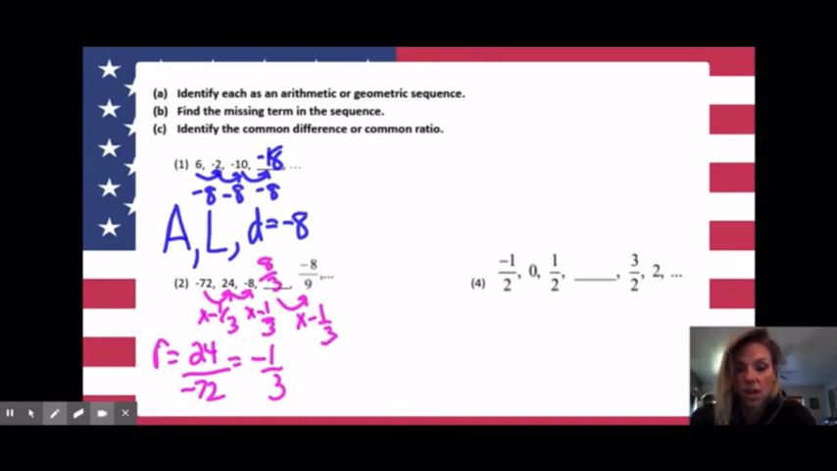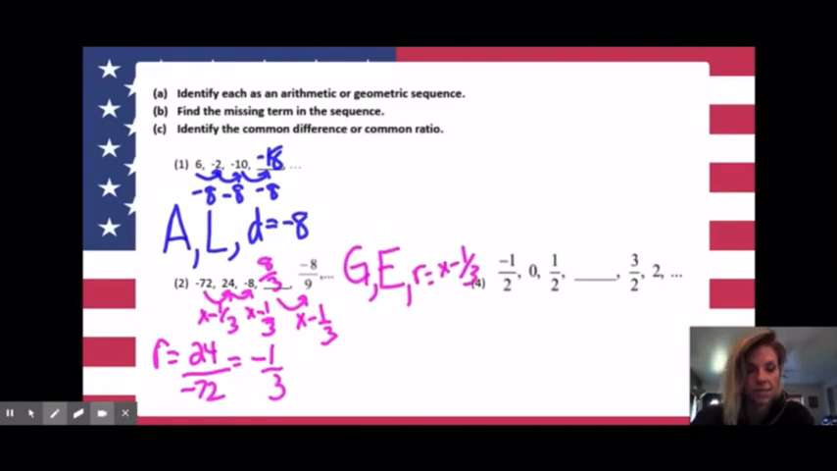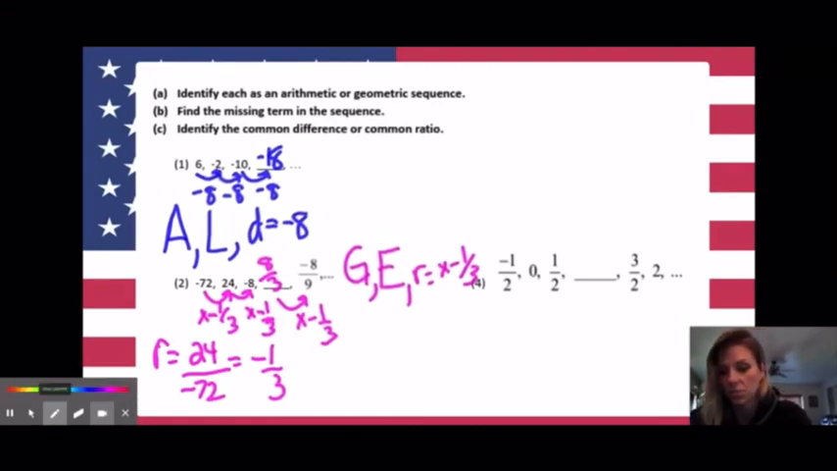This, to just finish it off, is geometric because your pattern was multiplication, which means it's an exponential function. And we found that R is times negative 1/3. Nice and easy. Let's look at the next one.